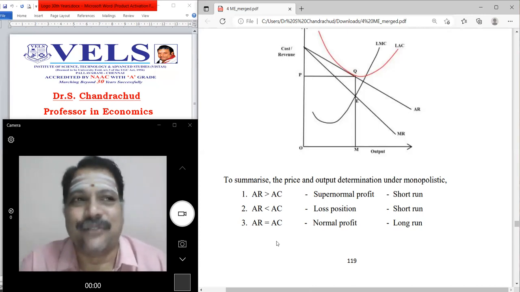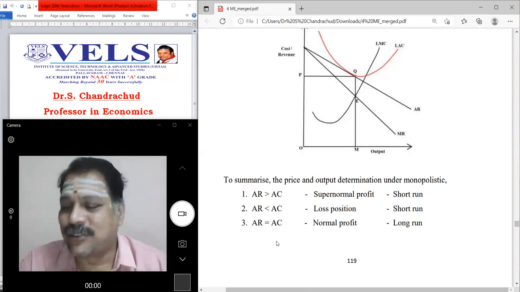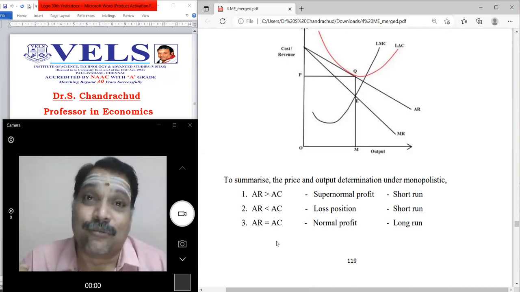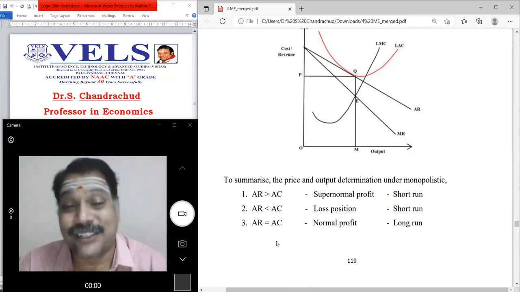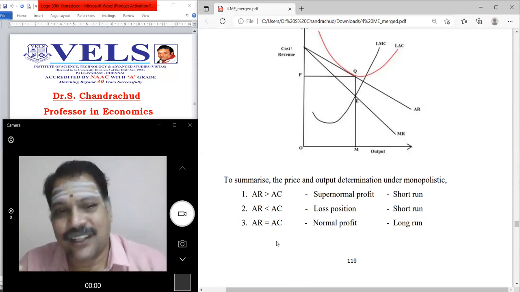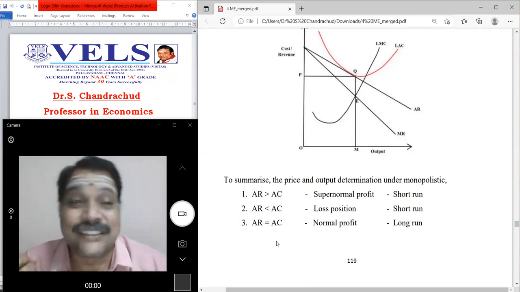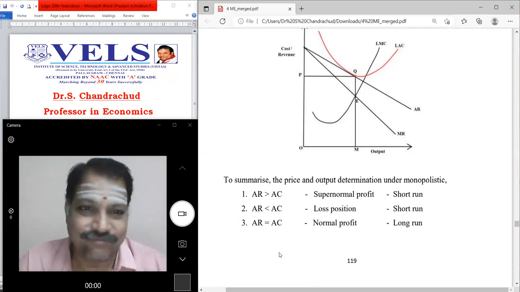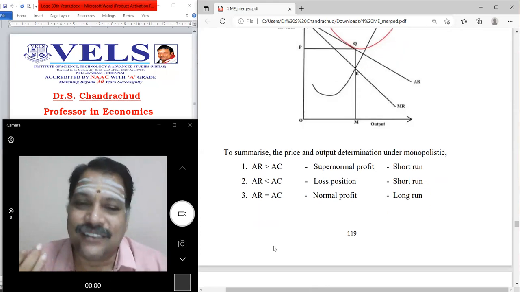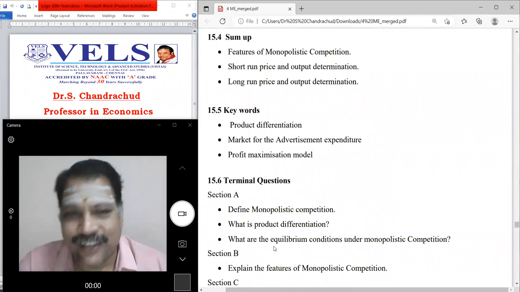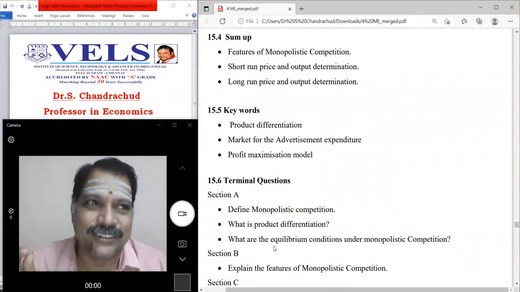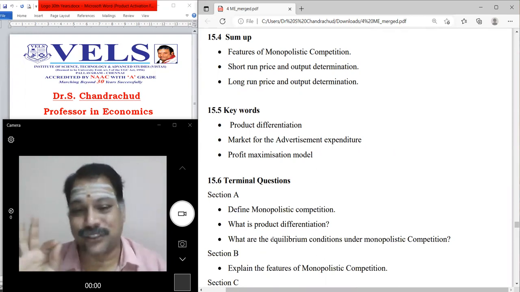There are some keywords in this topic. One is product differentiation. Sometimes they may ask, what is product differentiation? The second keyword is non-price competition. The third keyword is how the market relies on advertisement. This advertisement expenditure is possible only in monopolistic competition.